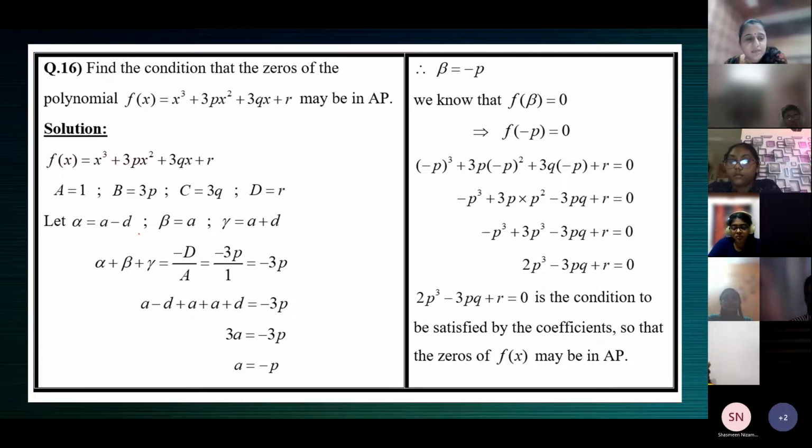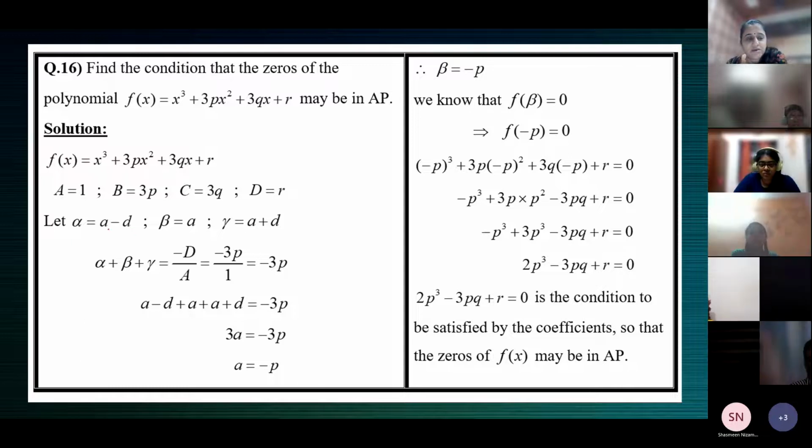Then since the zeros must be in AP, alpha, beta, and gamma are A minus D, A and A plus D. Now the sum of the zeros is given by minus B by A. So substitute. The sum of the zeros is minus 3p, which means A minus D plus A plus D is equal to minus 3p. So minus D and plus D get cancelled. So 3A is equal to minus 3p, or A is equal to minus p. How? Because 3 and 3 get cancelled, so A is equal to minus p.